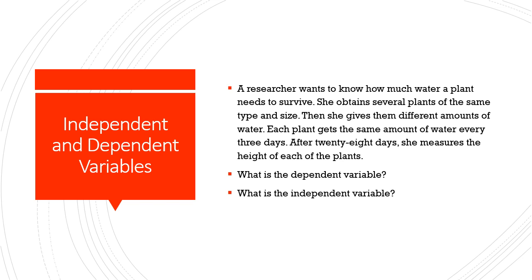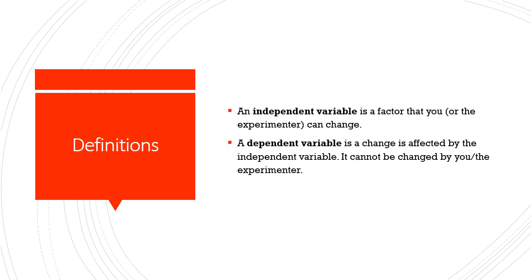Okay, so before we figure out what the independent variable and the dependent variable are, we need to find out what is an independent variable and what is a dependent variable. Okay, so an independent variable is a factor that you or the experimenter can change. And by default, a dependent variable is a change that is affected by the independent variable. It cannot be changed by you, the experimenter. Okay, so let's look at that example again.